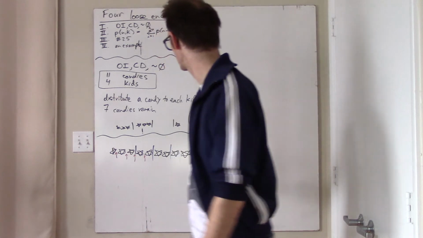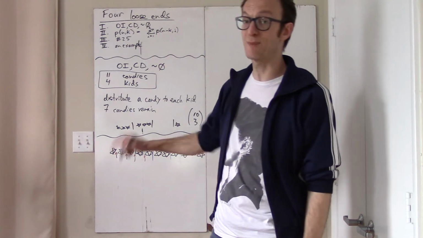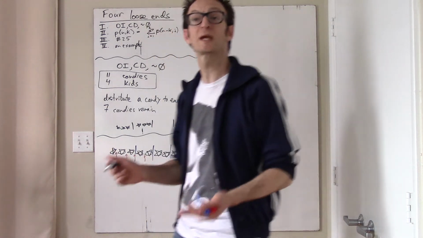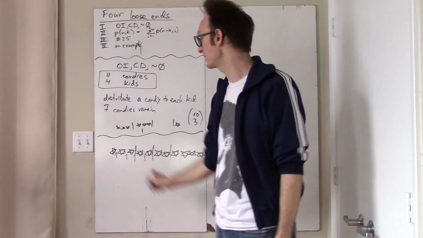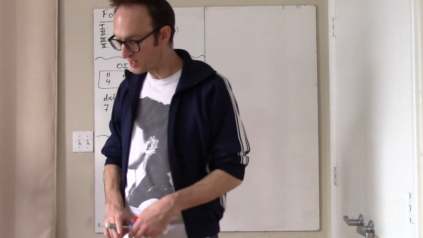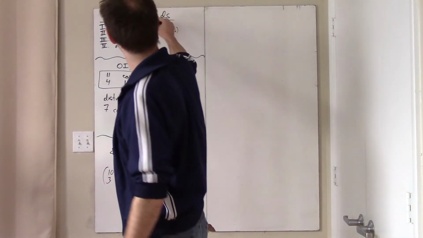And so the answer is, of the 10 spots between stars, choose any 3 of those spots for your 3 bars. And so it's sort of 10 choose 3 kind of directly, so to speak. Okay, that was loose end number 1.